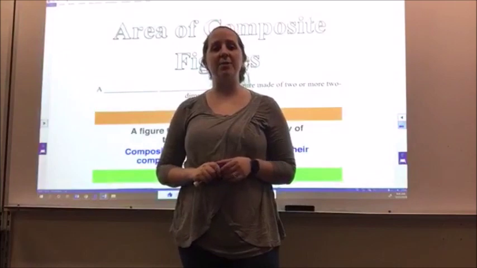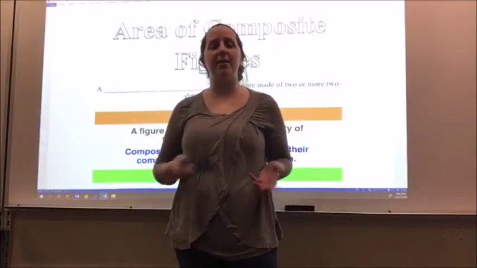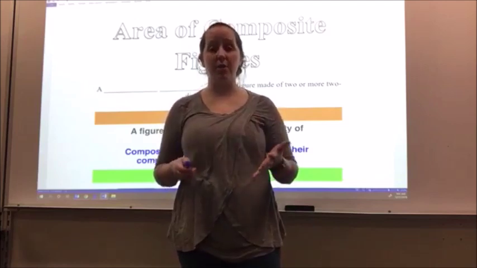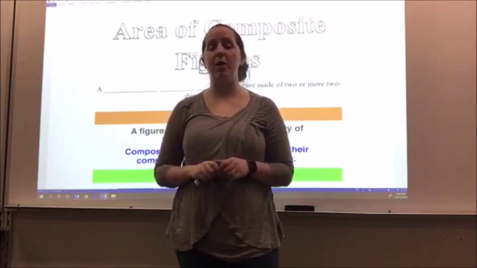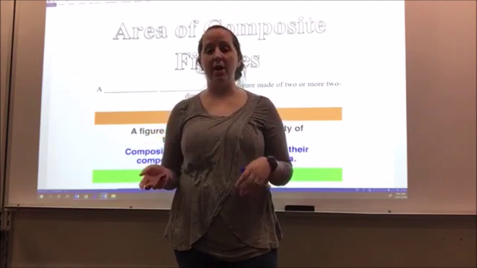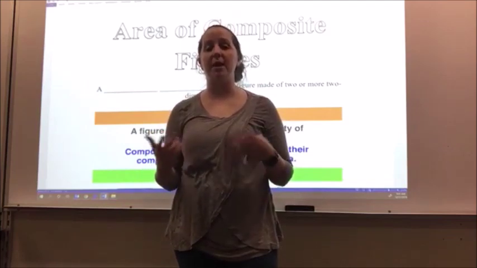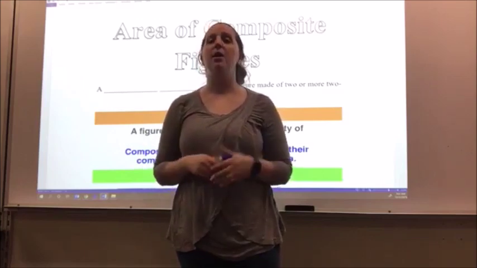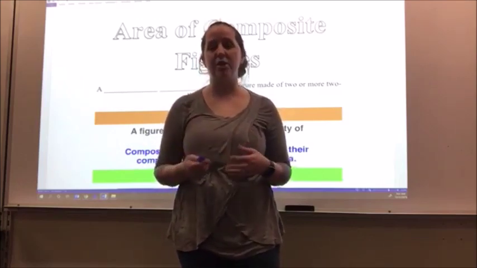Alright, this is Chapter 9, Lesson 6, Area of Composite Figures. We actually saw a composite figure during the last lesson when we were solving for the area of a rectangle and a trapezoid with that figure. So that's actually what a composite figure is.